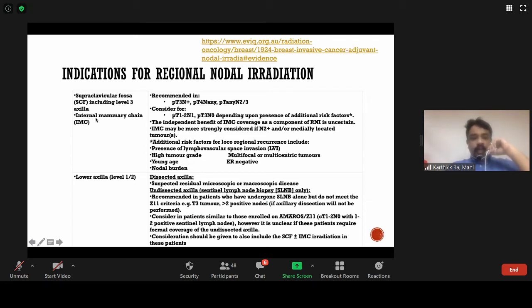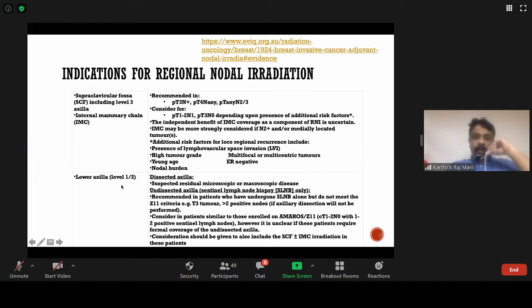Regarding the internal mammary chain, as we discussed, the independent benefit of IMC coverage is still not certain. When you go with an IMC, it is not always certain you are going to benefit the patient, but IMC may be strongly recommended if it is N2 positive or medially located tumors. Additional risk factors for loco-regional recurrence include the presence of LVI, high-grade tumor, young age, a lot of nodal burden, multifocal or multicentric tumors, and ER negative.